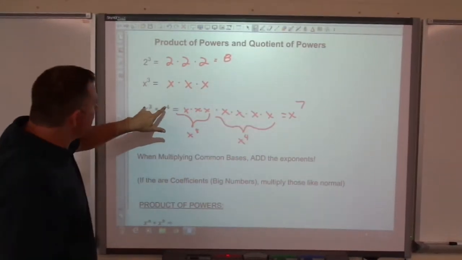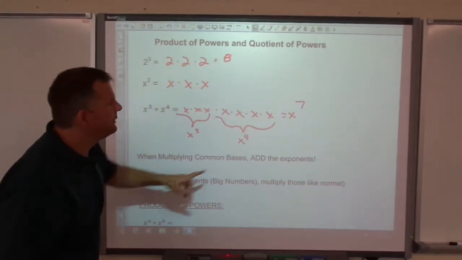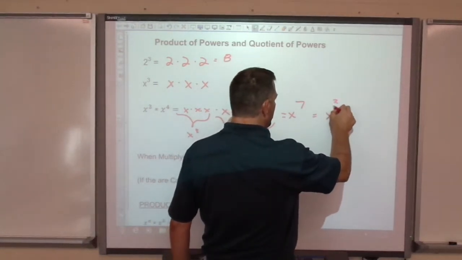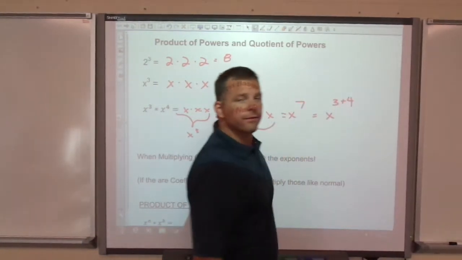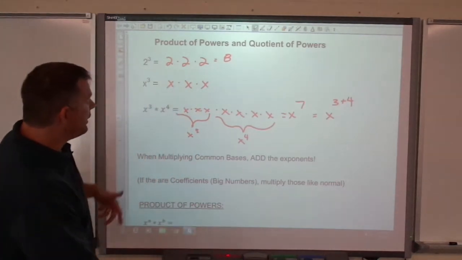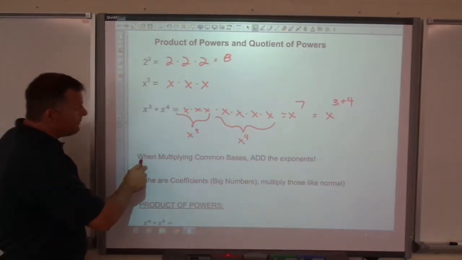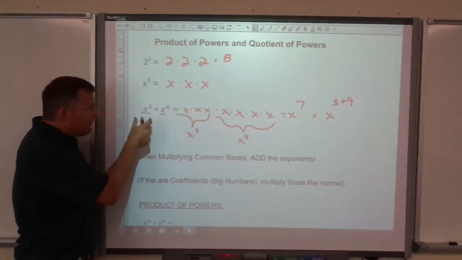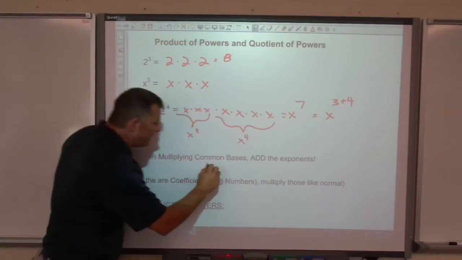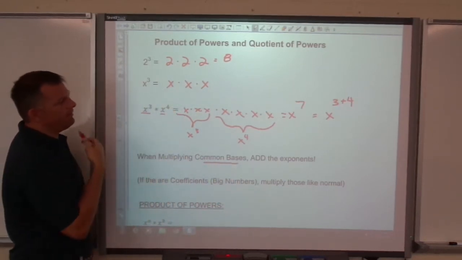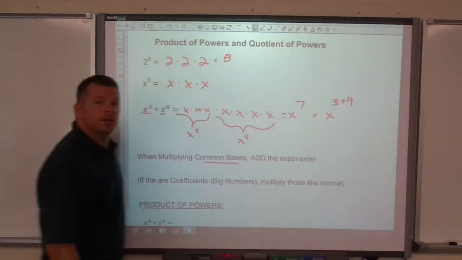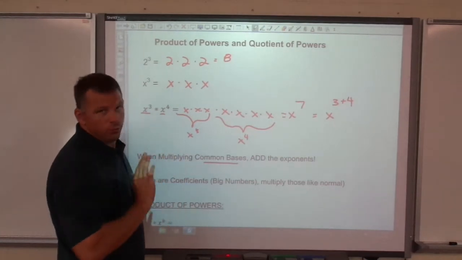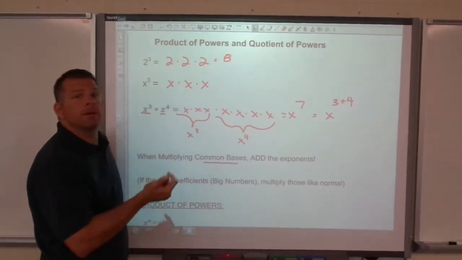Now, what do we do with these numbers? What could you possibly do with the 3 and the 4 to get 7? Add. Yes, this is equal to x to the 3 plus 4 power. So I want you to write this down: when multiplying common bases, and common bases just means it's x and x, that's the base, and these are the exponents, add the exponents. It always works, as long as the bases are the same.